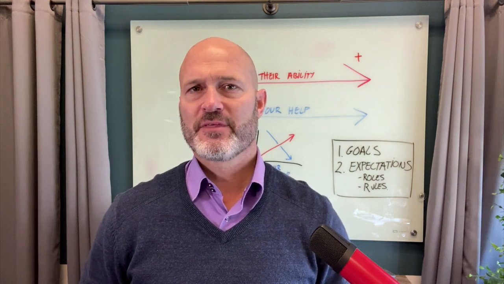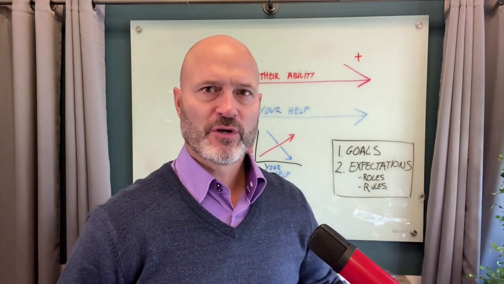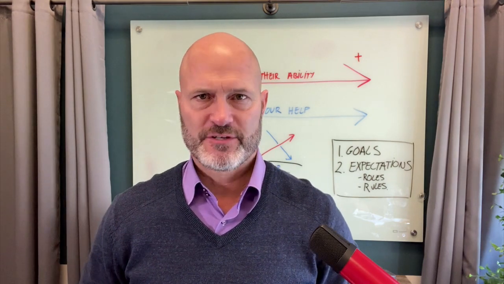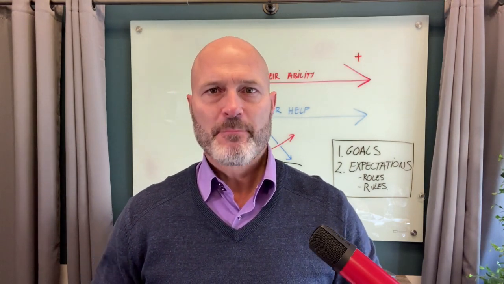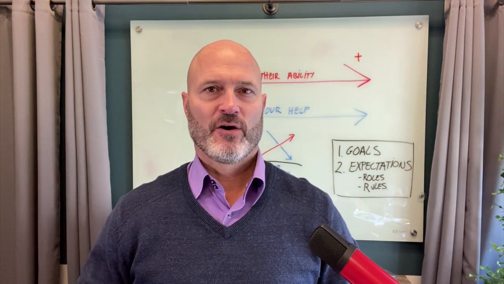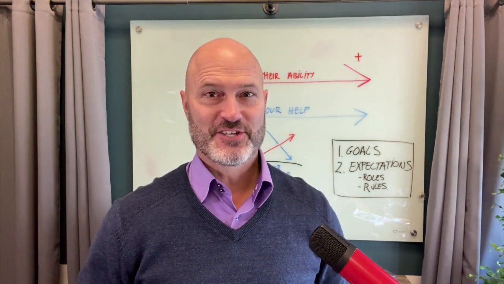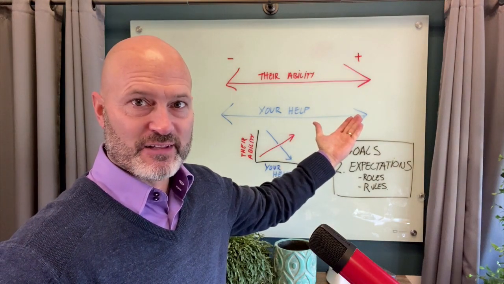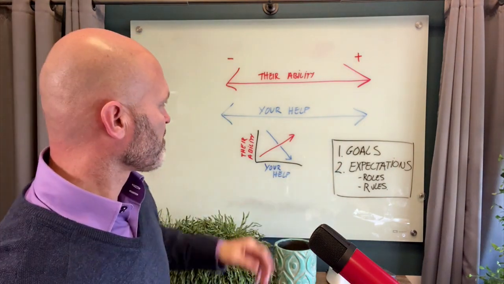When does something turn from support to enabling? And how can you tell the difference? I think the best way to explain what that transition is, is to use some graphs, some lines to make sense of this.